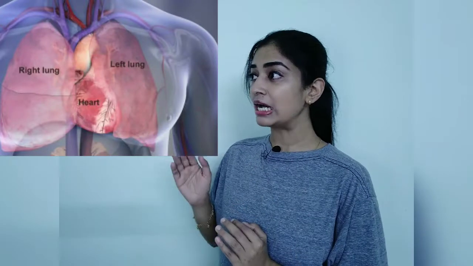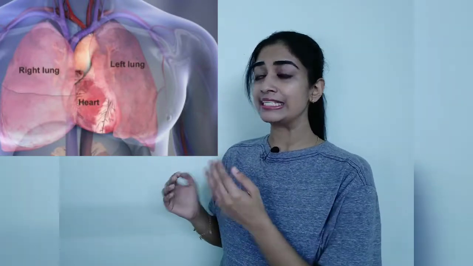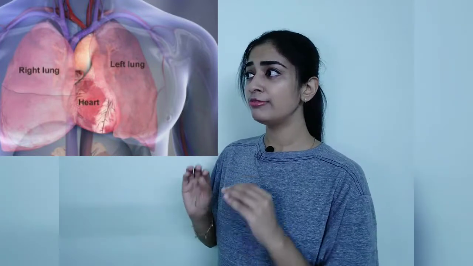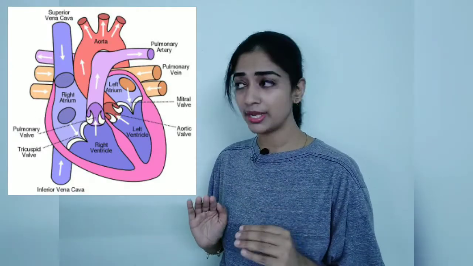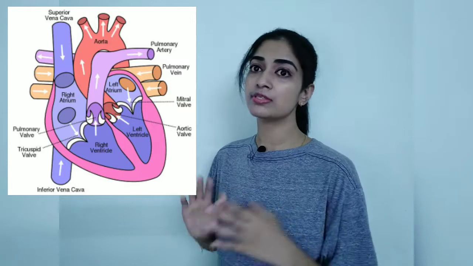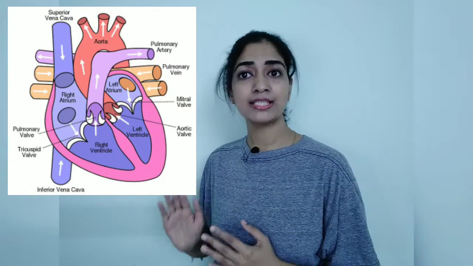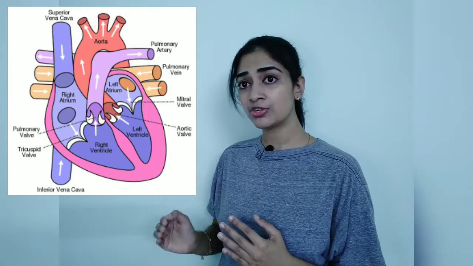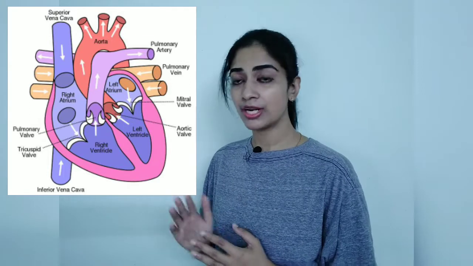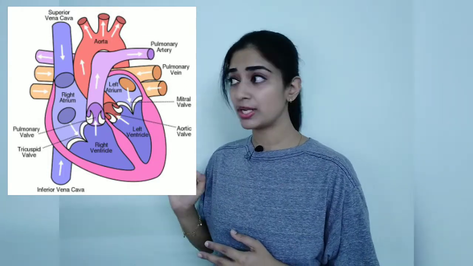As you can see, the heart is situated in the thoracic cavity between the two lungs and is slightly tilted to the left. Now, if we look into the chambers, the heart has four chambers. It has two upper small chambers known as the atria and two larger lower chambers known as the ventricles. Each of the chambers is separated by a septum. The atria are separated by the interatrial septum and the ventricles are separated by the interventricular septum. The atria and the ventricles are also separated by an atrioventricular septum.